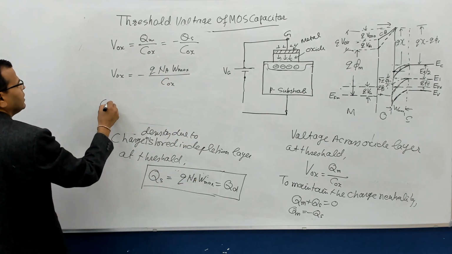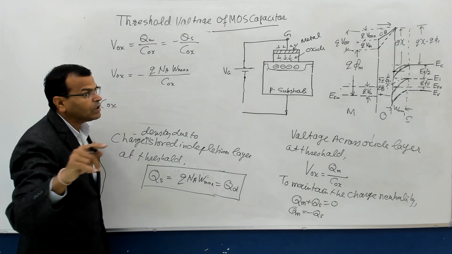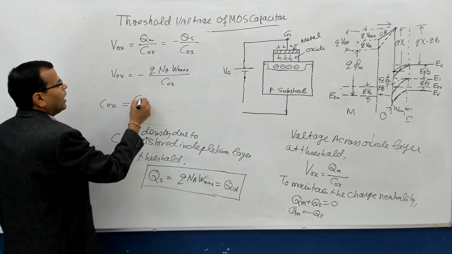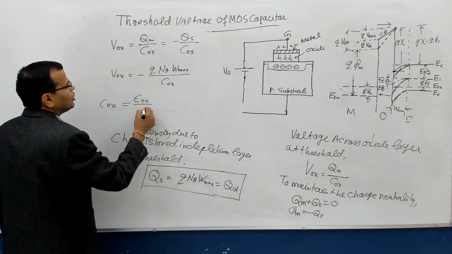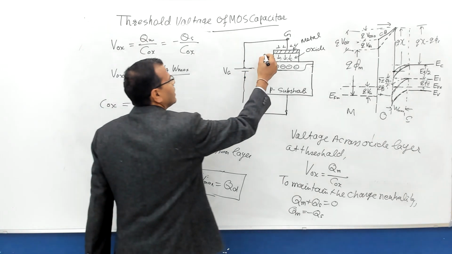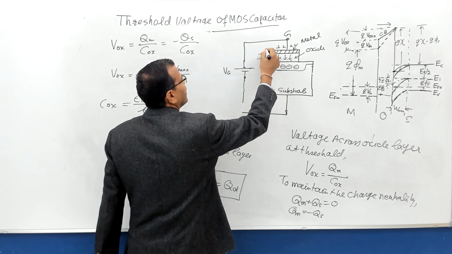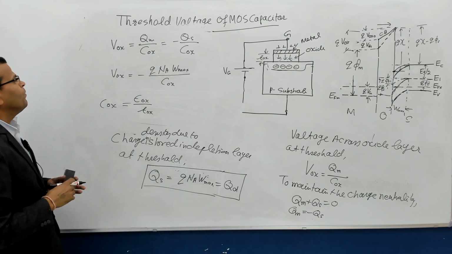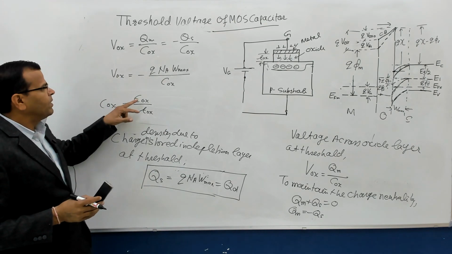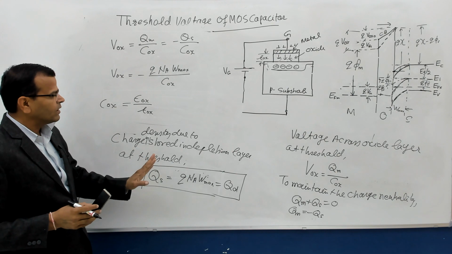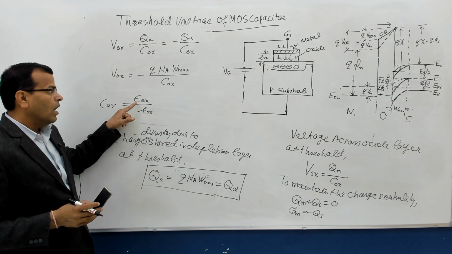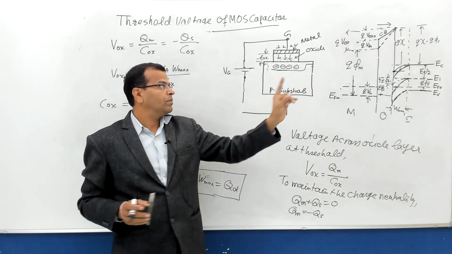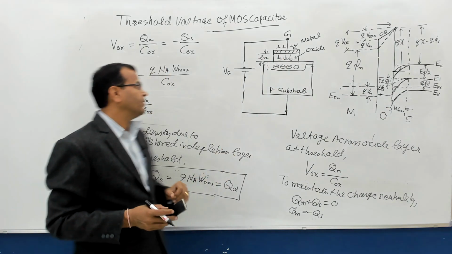And what is C0x? C0x is nothing but the capacitance of the oxide layer per unit area. So this is equal to epsilon 0x upon T0x. T0x is nothing but the thickness of the oxide layer, right? Here I am considering the permittivity of the oxide layer, not the permittivity of the semiconductor, right?